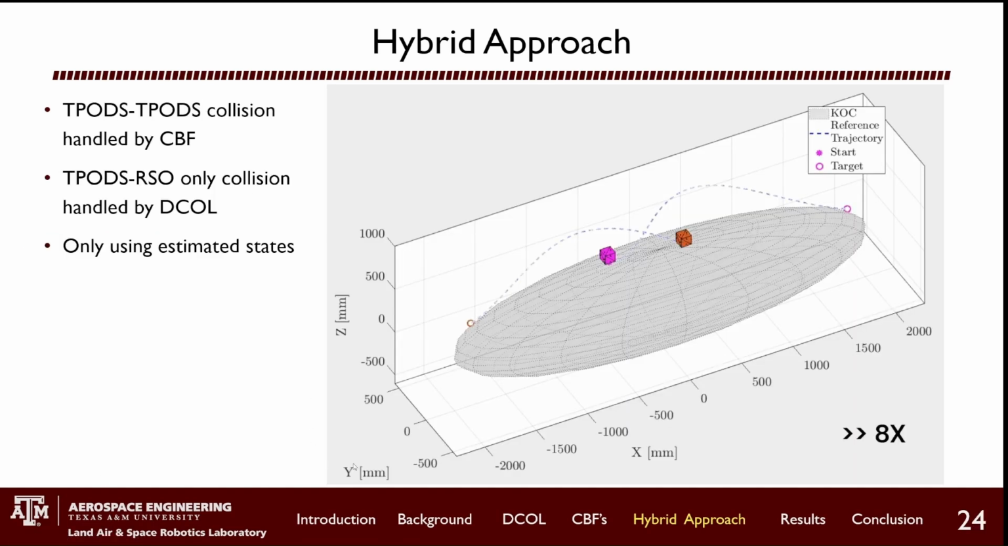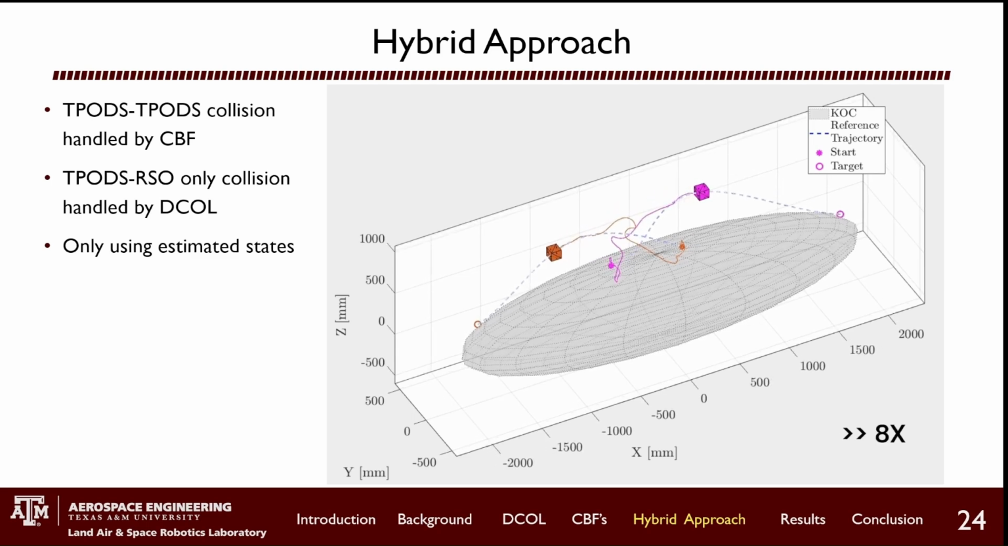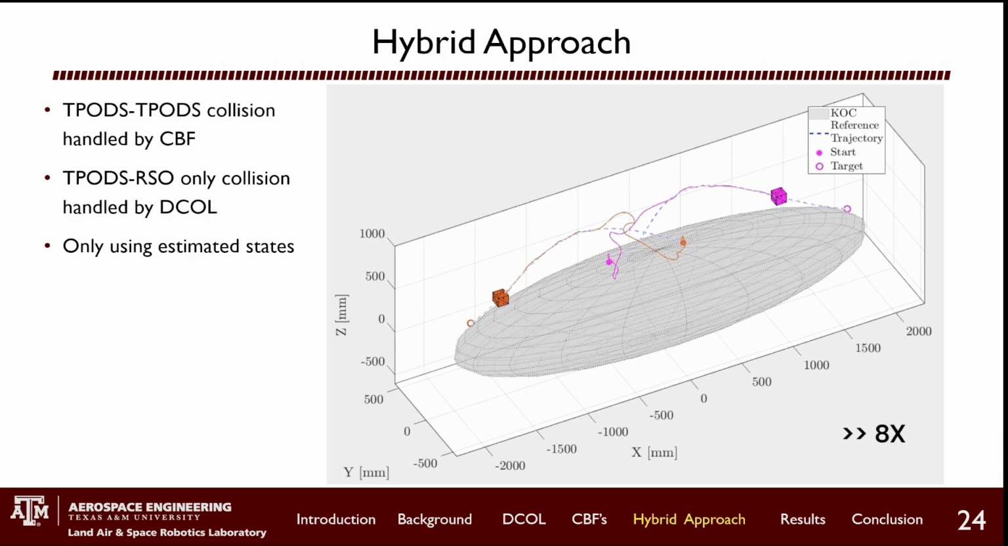So here we have an example of the hybrid approach in action, where the two agents are trying to relocate on the tumbling RSO, and we can see that the CBF effectively takes care of the collision avoidance and also avoids the deadlock that we saw earlier with the decol approach, all using only reconstructions of the state with the estimator. And now the agents are able to go back on their reference trajectories, and the decol approach kicks in right at the end in order to avoid the collision with the tumbling RSO.